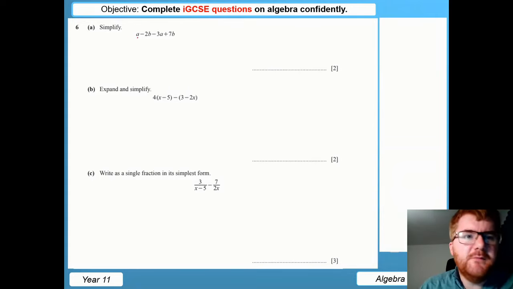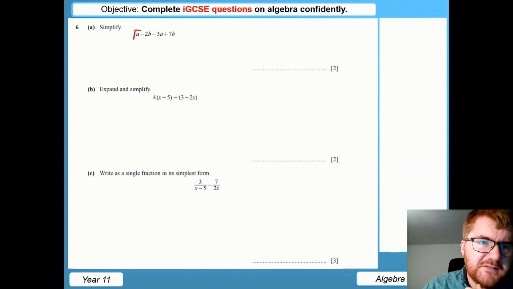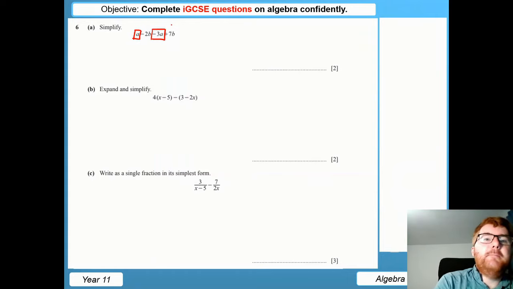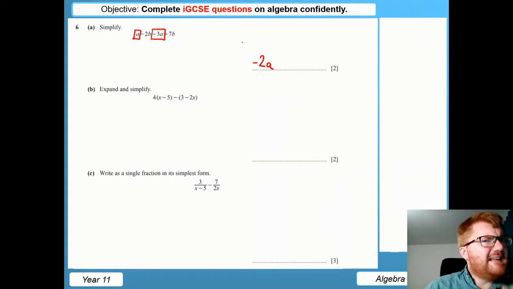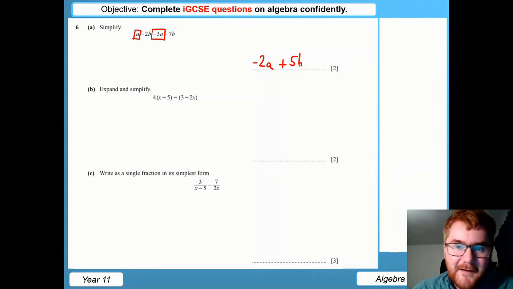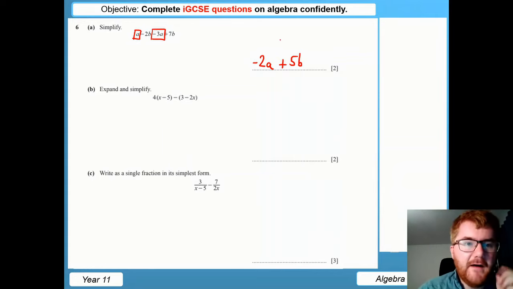So question 6 here, we need to simplify, and that means collect those like terms. Collect what looks the same. So notice we have a plus a here and a minus 3a, which look the same. So you've got 1a minus 3a, that's going to give us minus 2a. Be really careful with these negative numbers. And then we've got minus 2b plus 7b. What's that going to be? That's going to be plus 5b. Remember, minus 2 plus 7 equals plus 5.